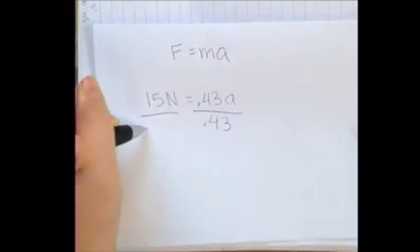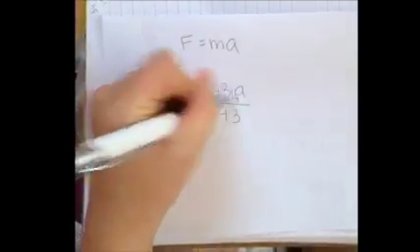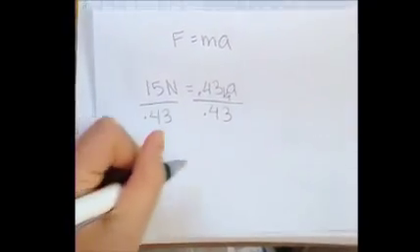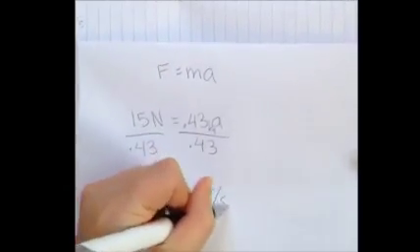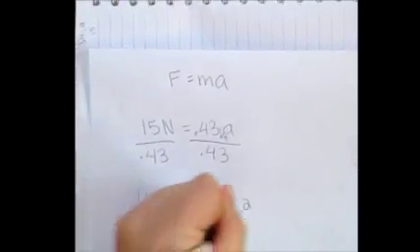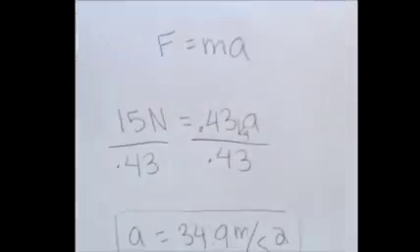If the force that is being applied to the football is 15 newtons and the mass is still 0.43 kilograms, the object's acceleration will be 34.9 meters per second squared. This shows that increasing the force on the ball will increase its acceleration, making it go farther.